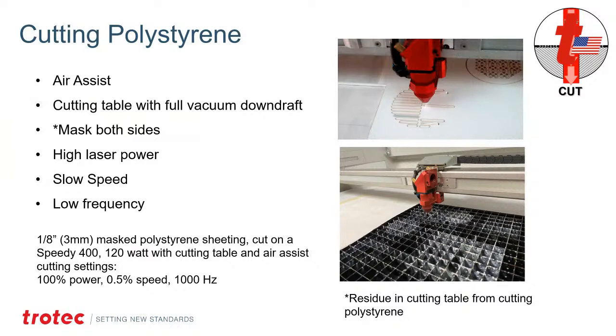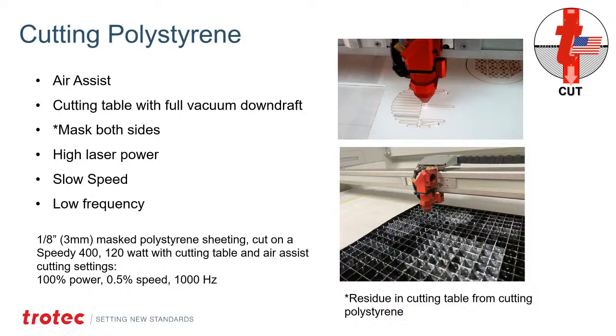Now, cutting polystyrene can be a little trickier. You need to use air assist. If you don't have air assist, it just produces a plume effect. You also need a cutting table with a full vacuum downdraft. What that means is some of the cutting tables on, say, the Speedy 300 or the Rayjet don't actually have a vacuum downdraft. It can be cut, but it's going to be difficult. The vacuum actually holds it down, with the air assist pushing through the cut, and the vacuum, provided you have all excess components of the cutting table blocked off.